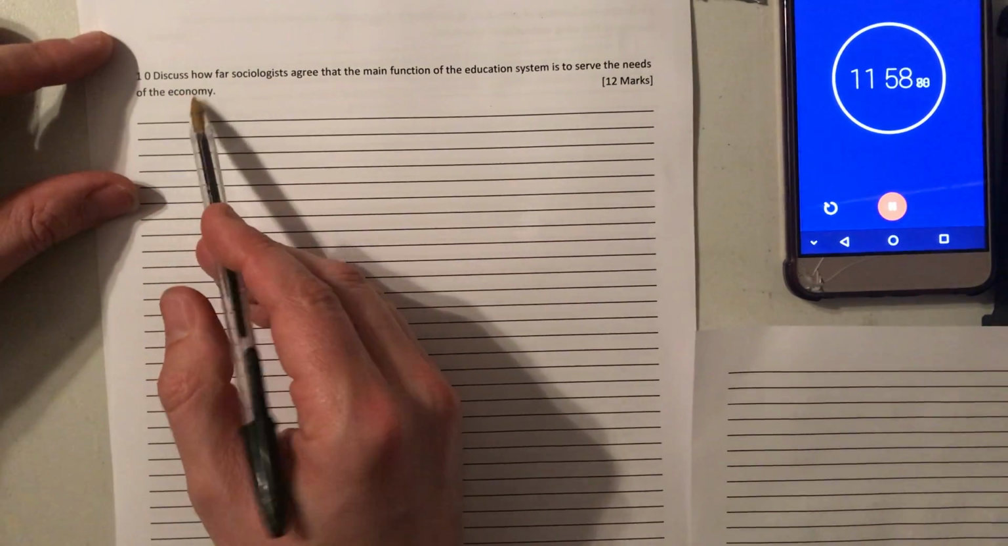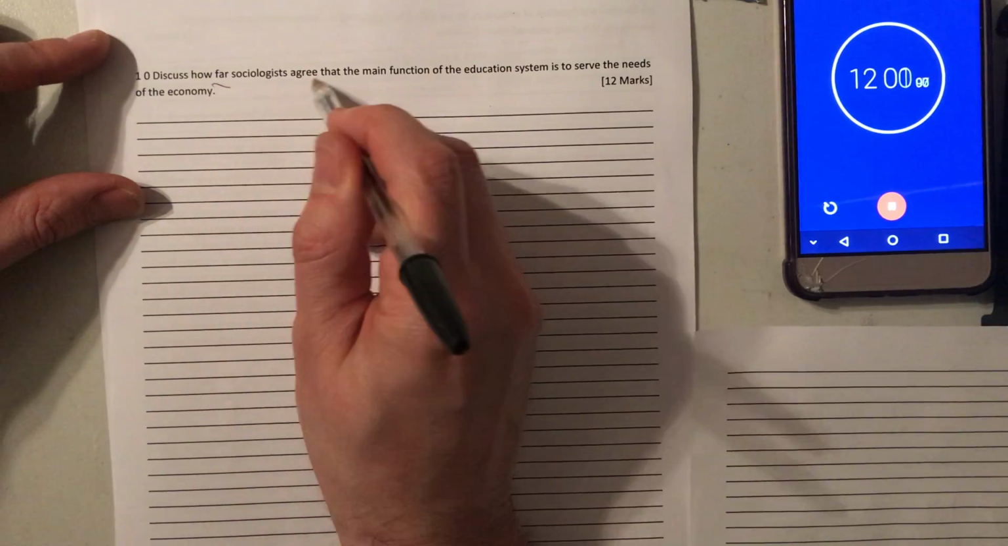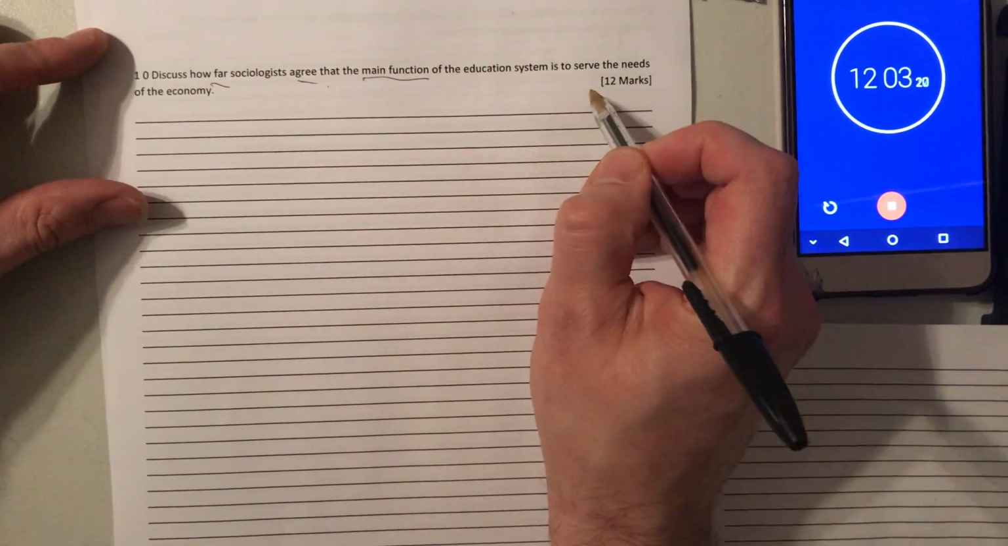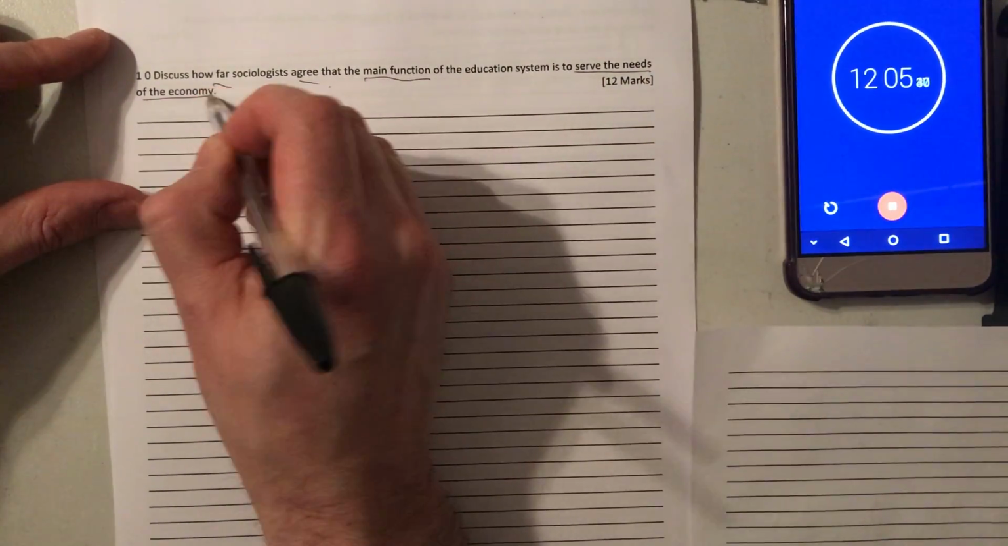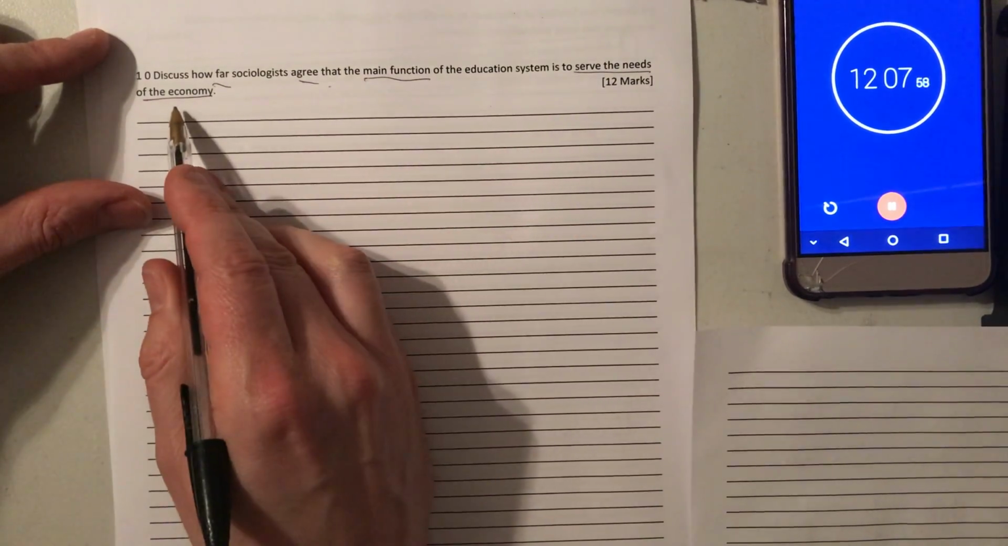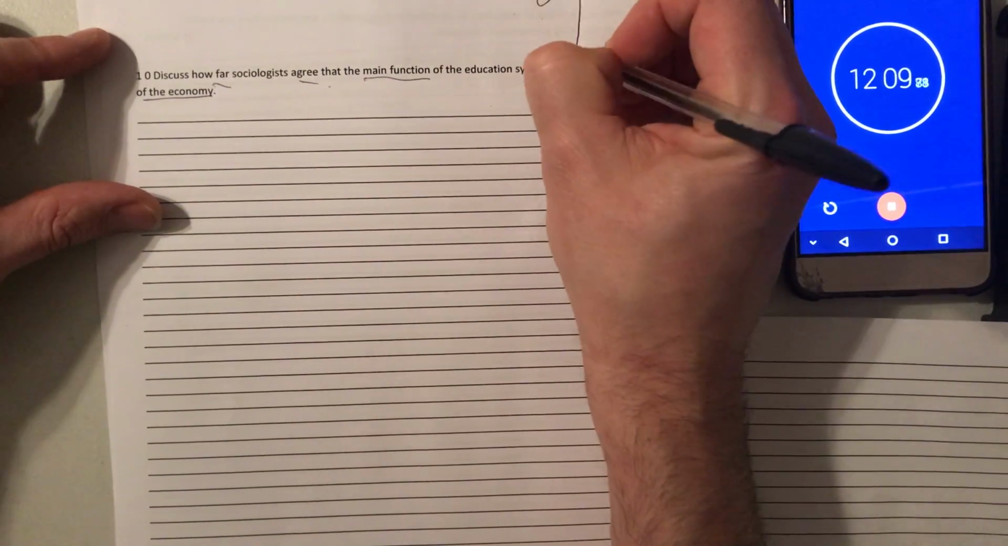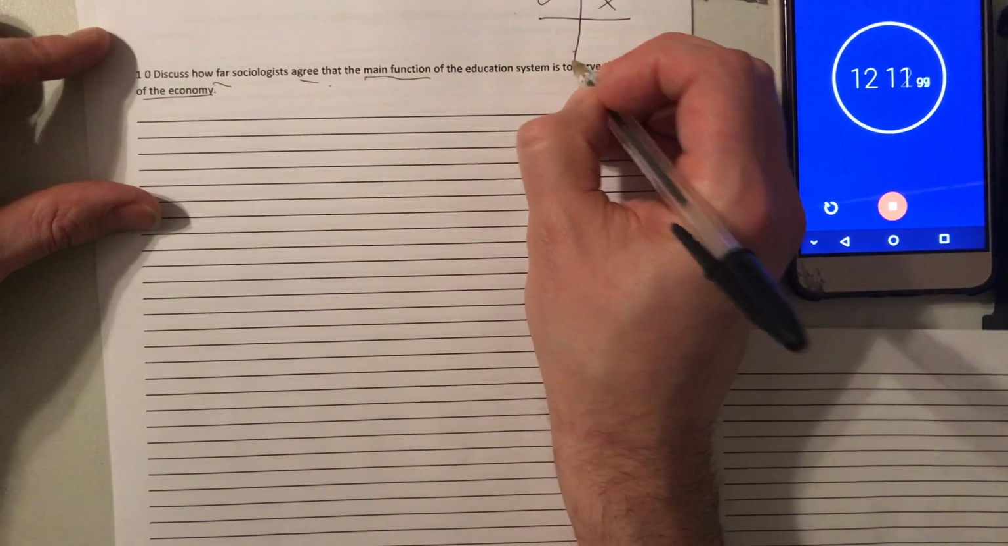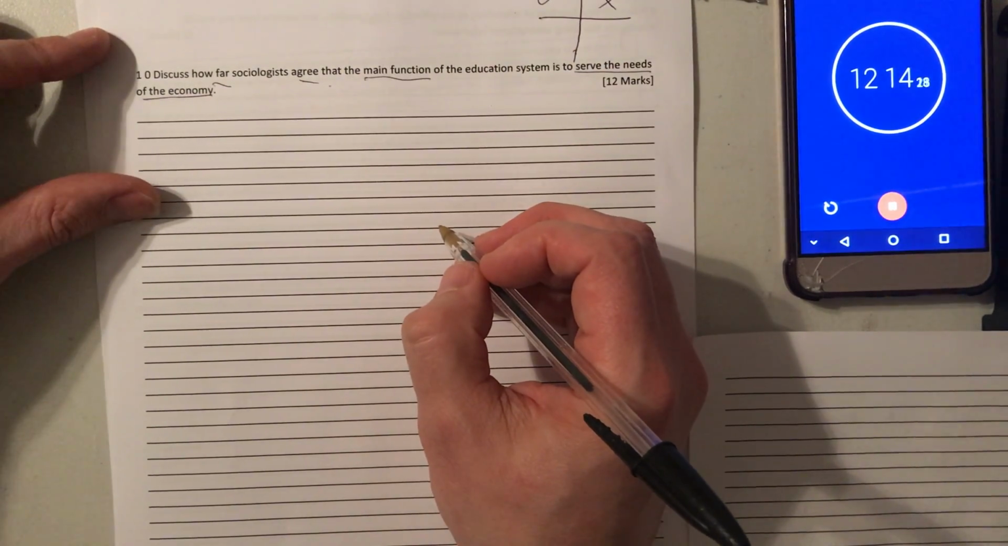Discuss how far sociologists agree. Again, this is a how far they agree. The main function of the education system is to serve the needs of the economy. So I've got one function there, which is to serve the needs of the economy. Okay, so I'm going to write about that as my main point.